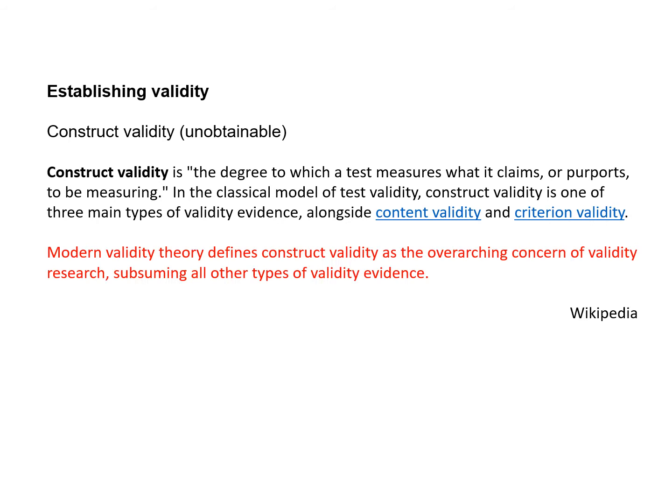So modern validity theory defines construct validity as the overarching concern of validity research, and it subsumes all other types of validity evidence. So things like content and criterion, which we will come back to, are contributing to construct validity. But because we can never develop the perfect questionnaire or measure anything perfectly, particularly when it comes to psychometrics and latent traits or hidden traits, we can never really achieve construct validity.